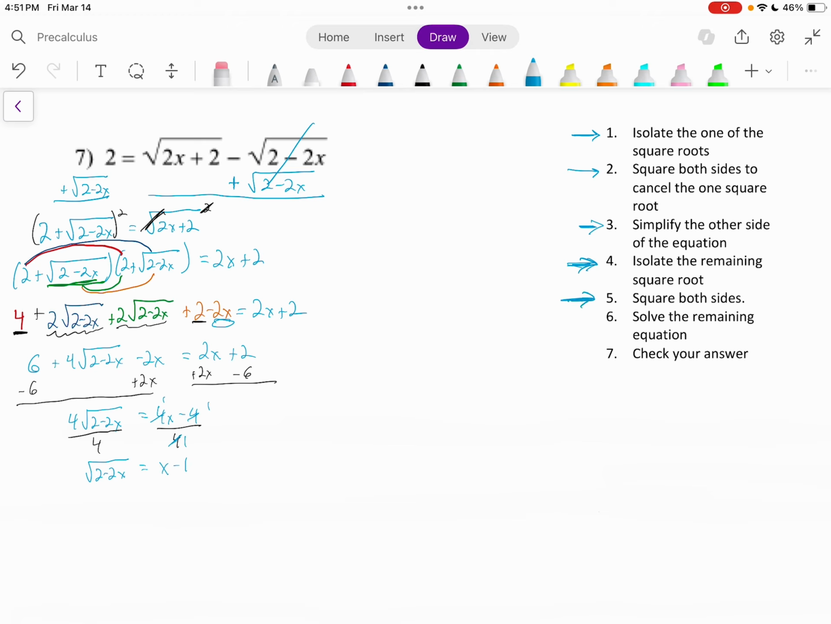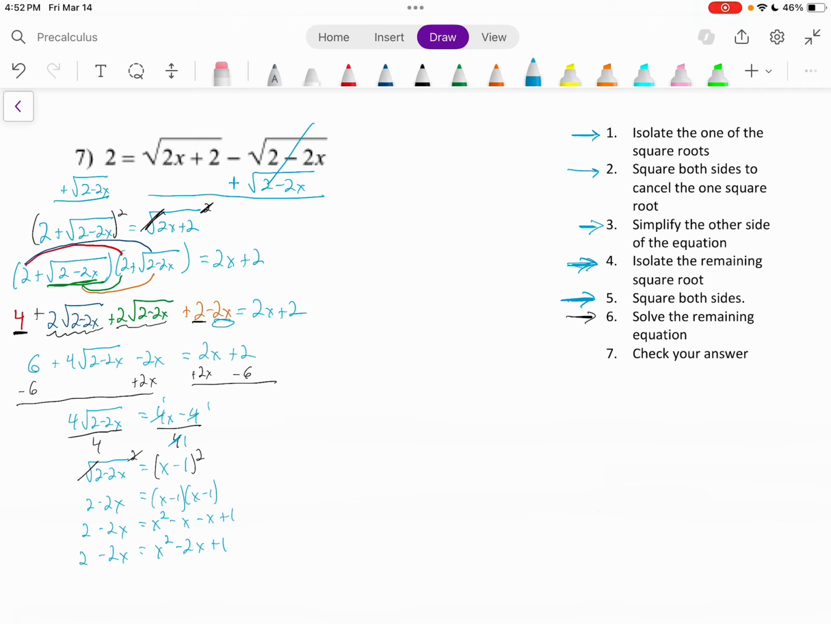This question now is similar to question 6 from this review. So we're going to square both sides and solve the remaining equation. The square root cancels with the squared. We're left with 2 minus 2x. On the right side, this is x minus 1 multiplied by itself. So that's x squared minus 2x plus 1. Adding like terms, we have 2 minus 2x equals x squared minus 2x plus 1.